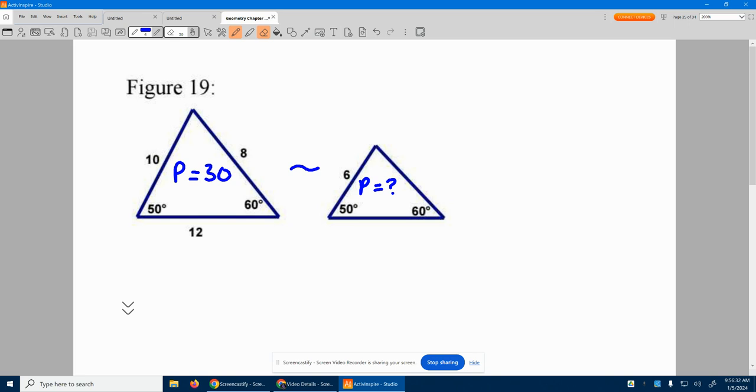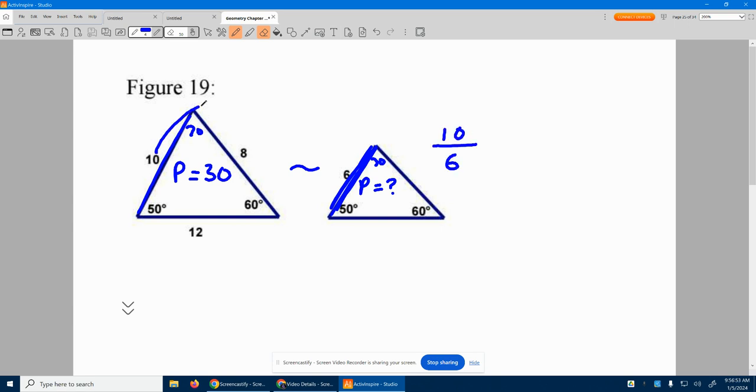Okay, so let's see. The only side I have here is 6. And notice that 6 is between 50 and this has to be 70, 50, 60, 70. Here's 50, 60, 70. Who does that 6 correspond to? Well, between the 50 and 70 over here is the 10. So we're just going to go 10 corresponds to the 6.